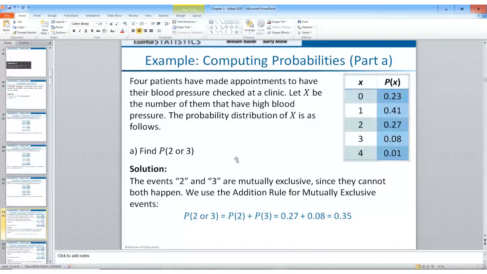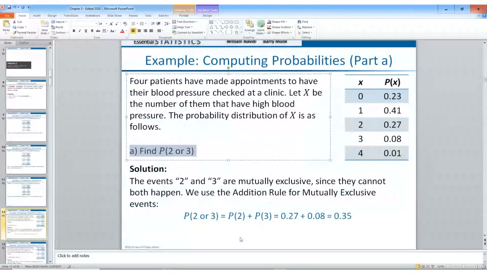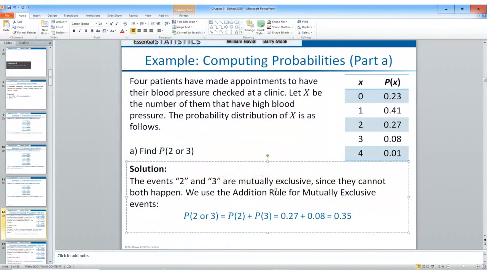But all they're asking is find the probability of 2 or 3, and remember, that's just the addition rule. So we're just going to go to these 2 and add them up. Like I said, there's nothing new here. 0.27 and 0.08. They got another question, more than 1.